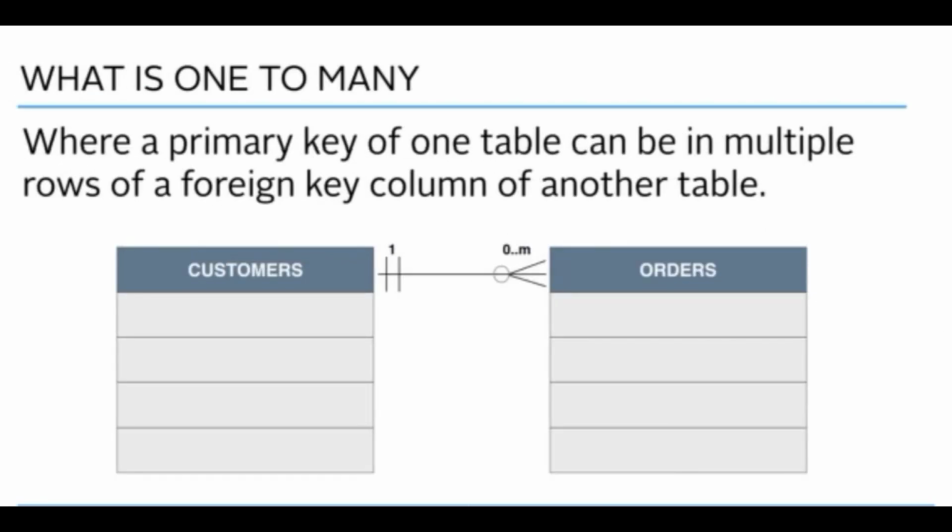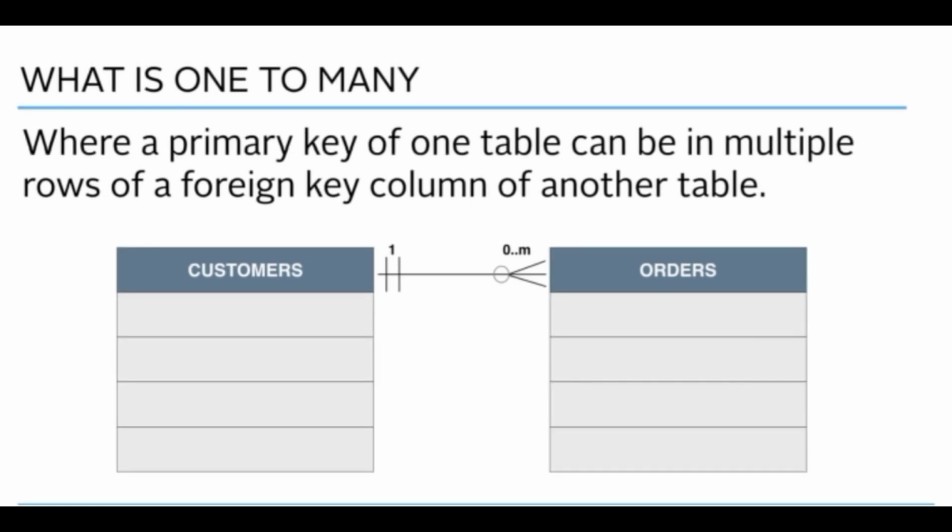relationship you'll see between two tables in a database. So what is a one-to-many relationship? Well, a one-to-many relationship is where a primary key of one table can be in multiple rows of data as a foreign key in another table. So let's take a look at an example here.